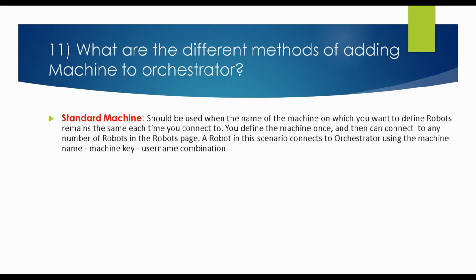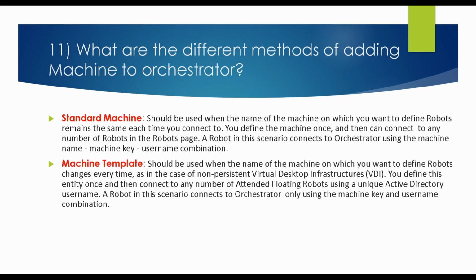This is nothing but, if I have a laptop and I'm going to use the same laptop on a daily basis, I can go for the standard machine. But if on the next day I'm going to use another machine, and on a daily basis I use a different machine for working, I cannot go with the standard machine. Here the configuration happens based on the machine name, machine key, and username combination, so it will not work if you are randomly changing your machine.